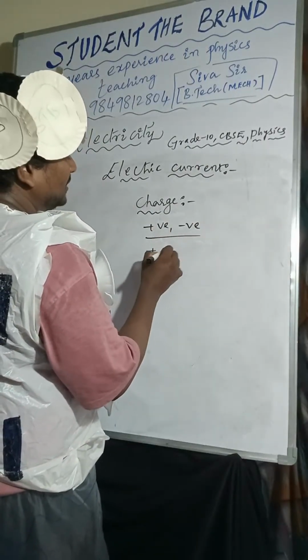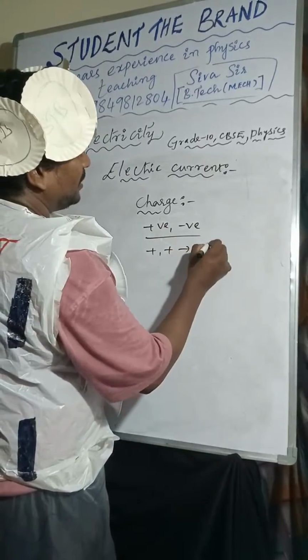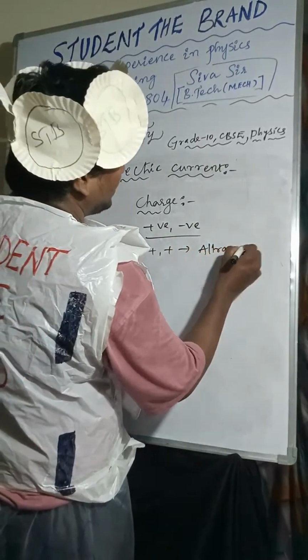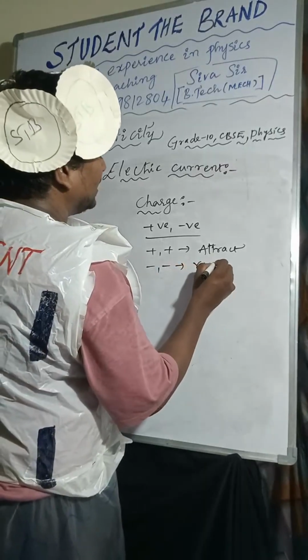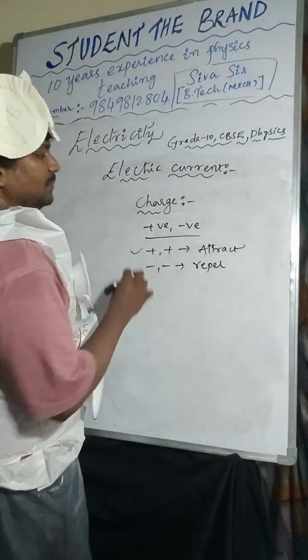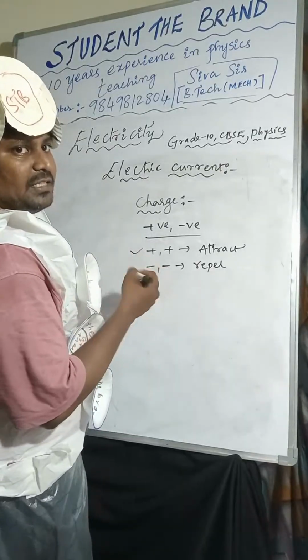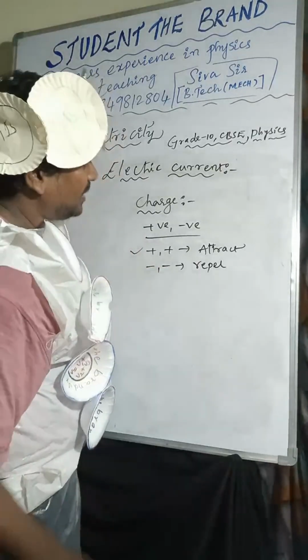Like charges, positive and positive, will repel, and unlike charges will attract.